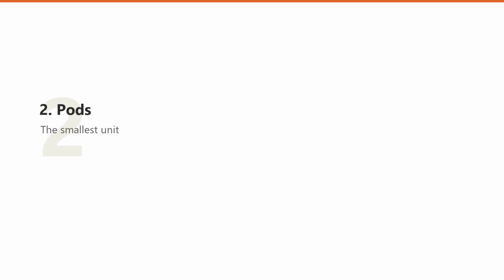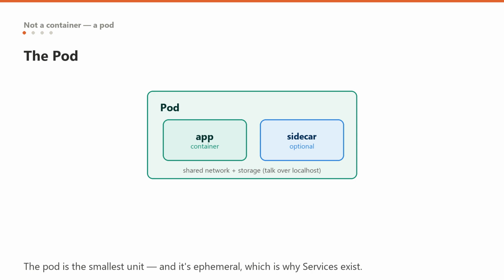Concept 2. Pods. The smallest thing you deploy in Kubernetes is not a container, it's a pod. A pod is a wrapper around one or more containers that are tightly coupled, and it's the smallest deployable unit. Containers in the same pod share the same network address and can share storage, so they can talk over localhost. Usually, a pod holds just one container, your app. Occasionally, it holds a helper alongside it, called a sidecar, for logging or proxying.